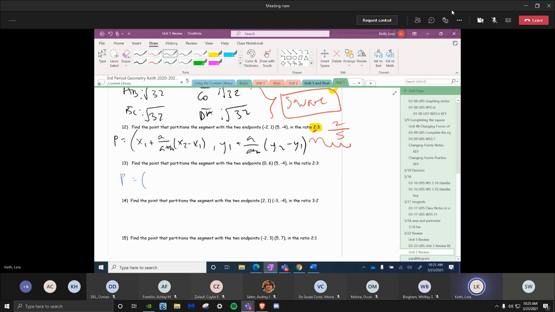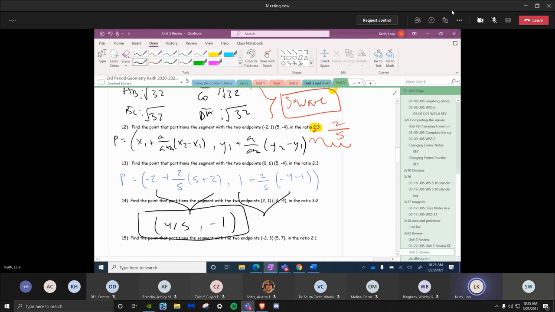Okay, so we're going to plug in our x1. So our x1 is negative 2, and then we're adding our fraction. And then we're doing x2 minus x1. And then we do y1 plus our fraction times y2 minus y1. So I put all of this in a calculator and I get 4/5. And I put all of this in a calculator and I get, what was it? -1. So this is your final answer.